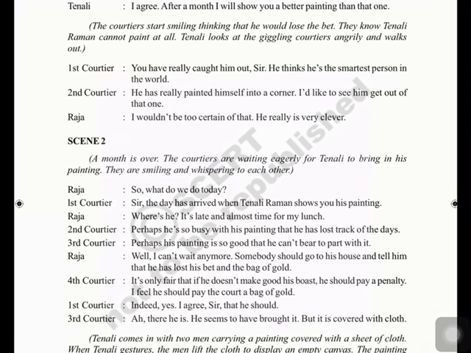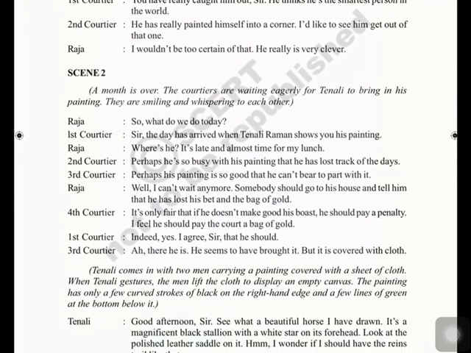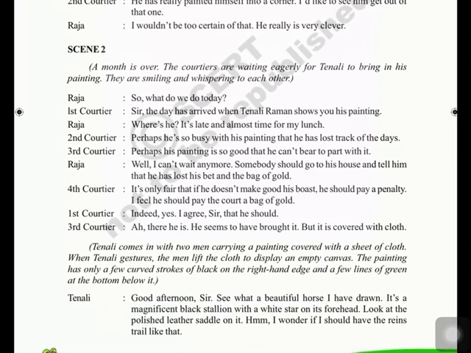Scene 2. Month is over. The courtiers are waiting eagerly for Tenali to bring in his painting. They are smiling and whispering to each other. Month is completed. Everyone is looking at one another. And they are whispering, talking very slowly with one another. About what? About Tenali Raman. Raja: So what do we do today?